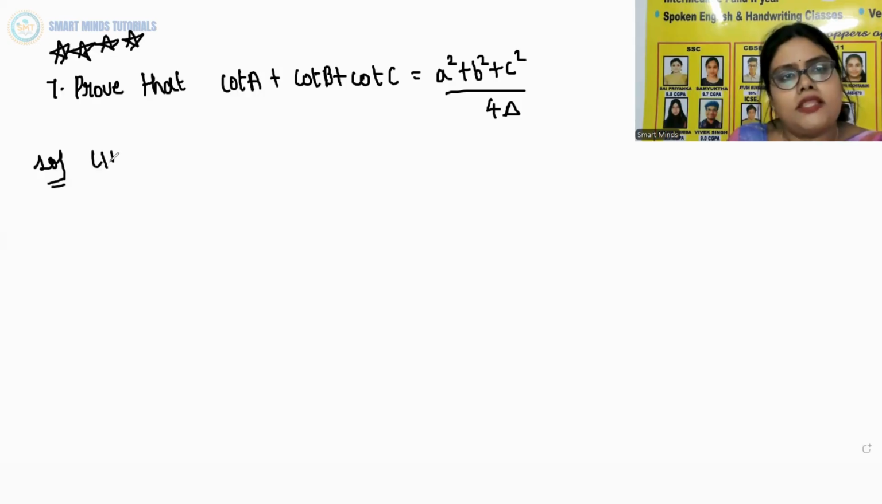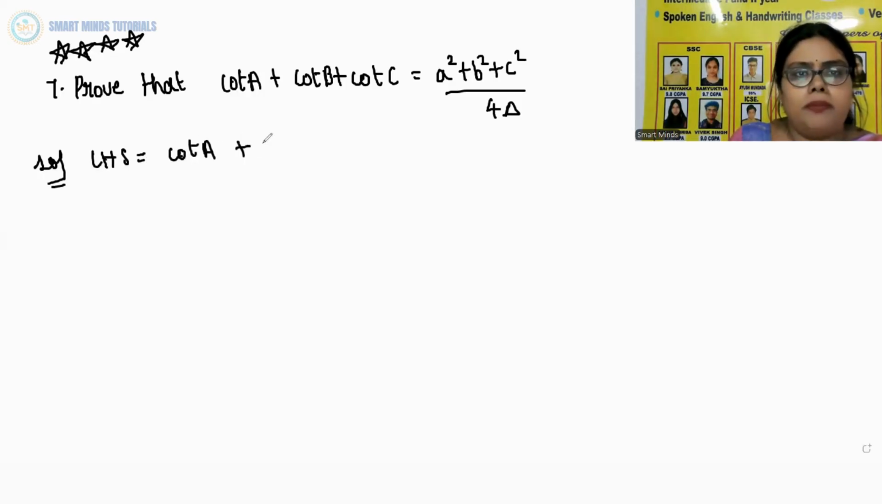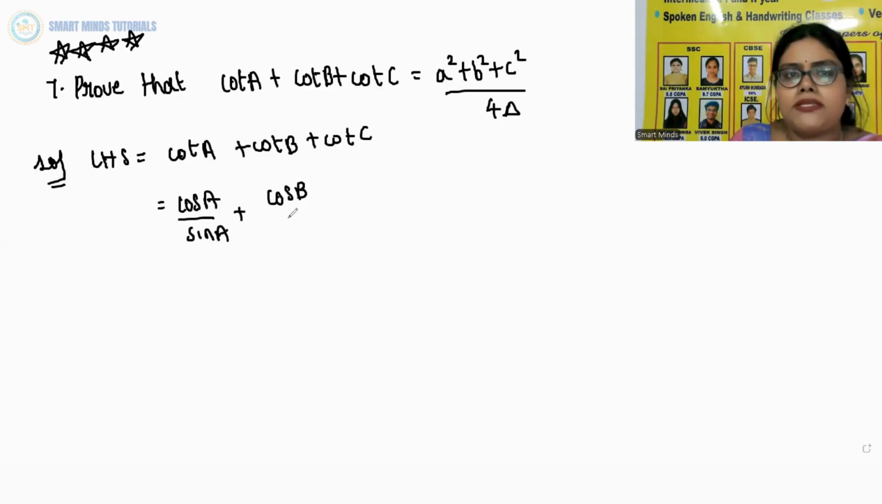Let us take LHS first. LHS is cot A plus cot B plus cot C. Now from trigonometry we know that cot can be written as cos by sine. So this is cos A by sine A plus cos B by sine B plus cos C by sine C.